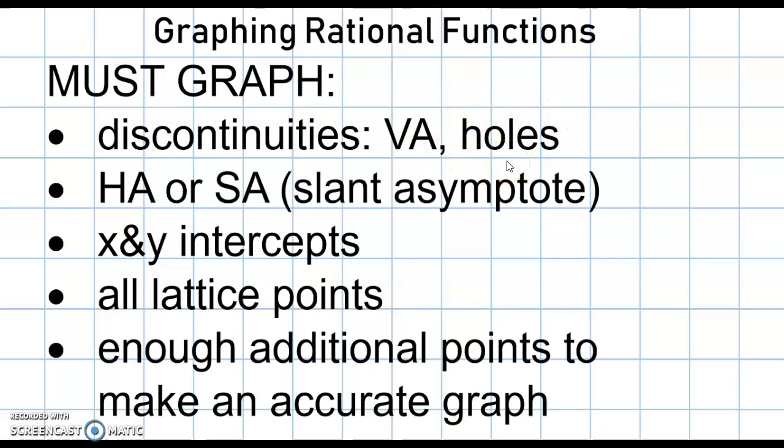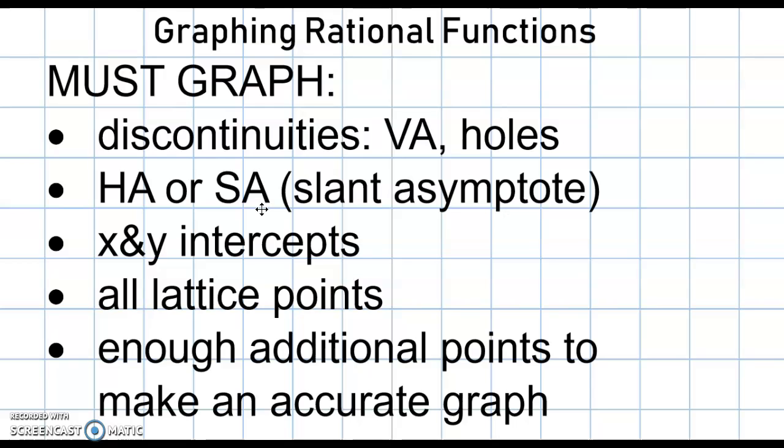A hole is literally like a jump in the graph. It's where there is very literally a hole in the graph, and we draw it as such. This will happen, as we'll see, when we have a set of factors in the numerator and denominator that cancel out. You have to graph either your horizontal asymptote if you have one, or if you don't have one, you have to graph the slant asymptote, and we'll talk about that a little bit more in the future.